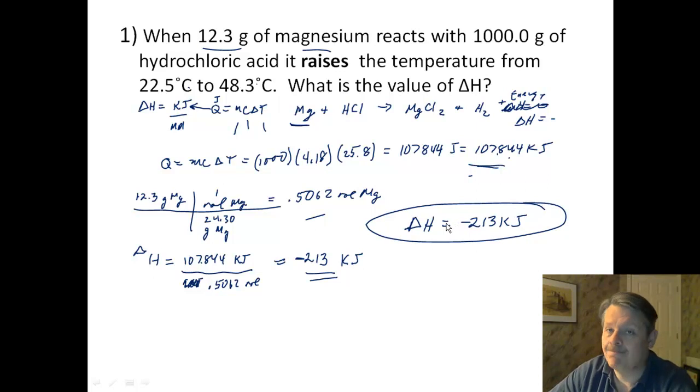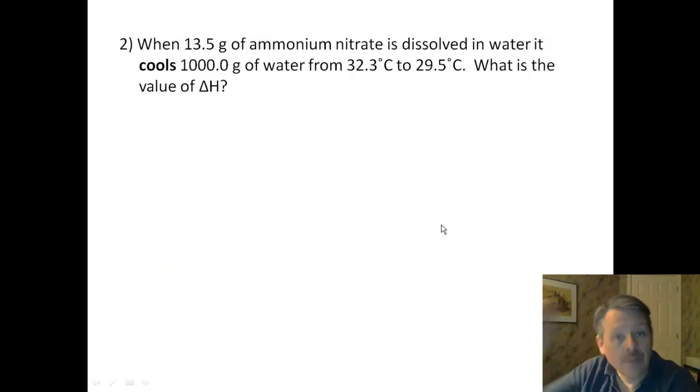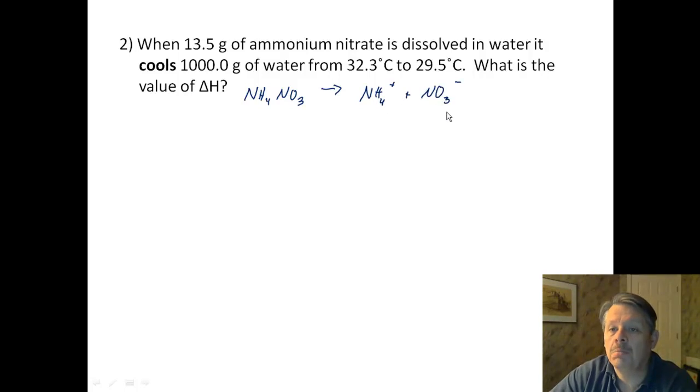All right, it takes a lot of work, but that's what we're going to do for all of these. Right? We have 13.5 grams of ammonium nitrate, NH4NO3, and it dissolves in water, so it's dissolving into NH4 plus and NO3 minus, and the water is cooling, so that's telling us that our delta H is going to be positive. That means your energy is being added to the equation over here. We're adding energy over here.